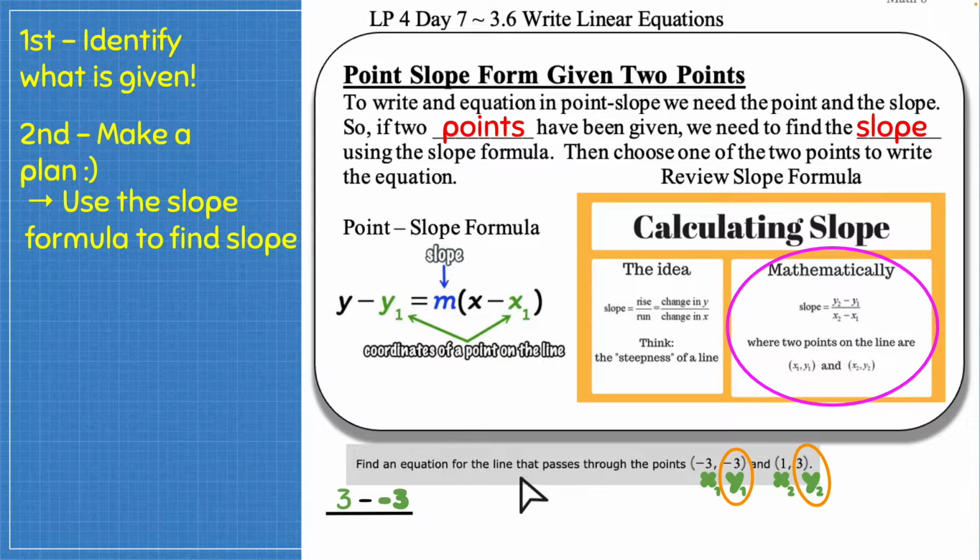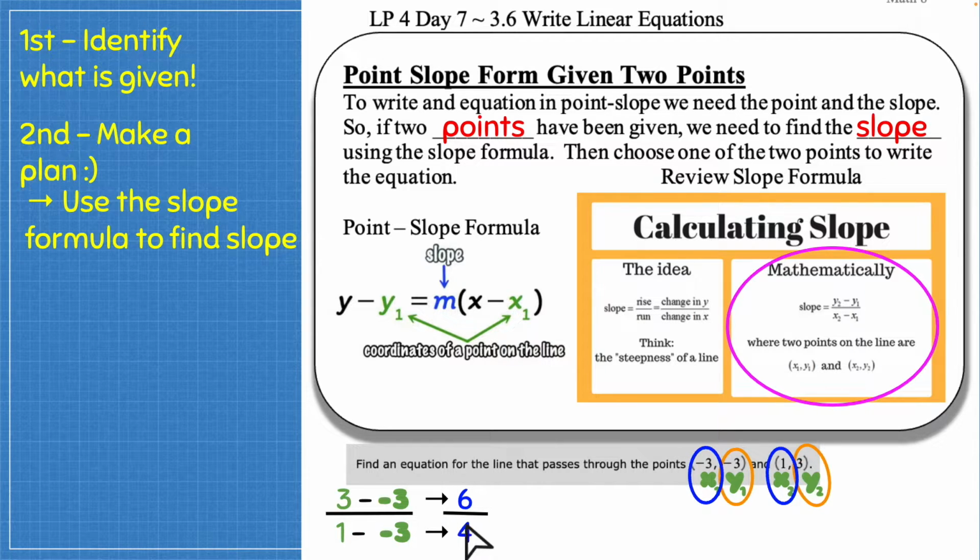Then we're going to go to the x's, because we're going to do the bottom. x2, that's 1. And it's minus x1, which is -3. So I have another -3 here. On top, it's 3 minus -3. That's going to be 3 plus 3. That's why that ends up 6, because minus negative turns into a plus. Same thing on the bottom. 1 minus -3 is really 1 plus 3, so it's going to be 4.